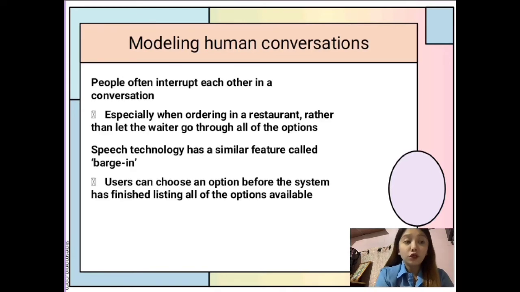For modeling human conversation, people often interrupt each other in a conversation, especially when ordering in a restaurant, rather than let the waiter go through all of the options. Speech technology has a similar feature called barge-in. Users can choose an option before the system has finished listing all of the options available.